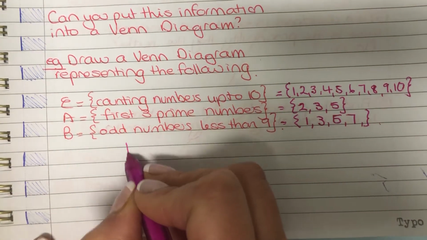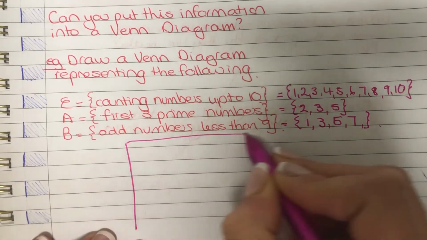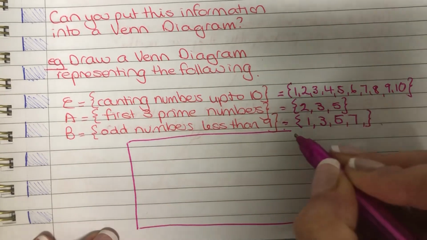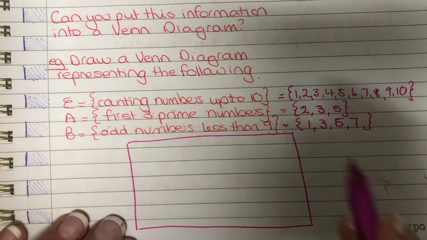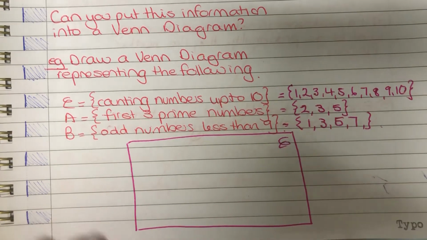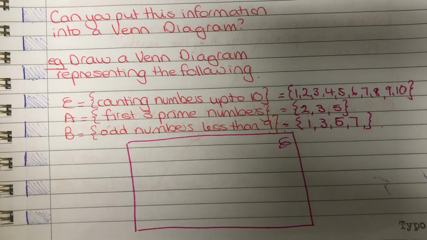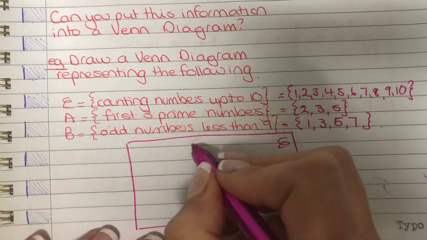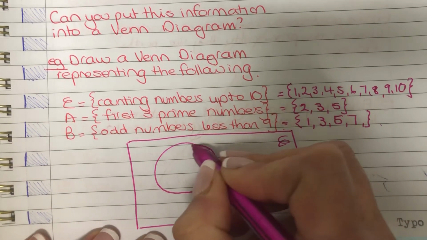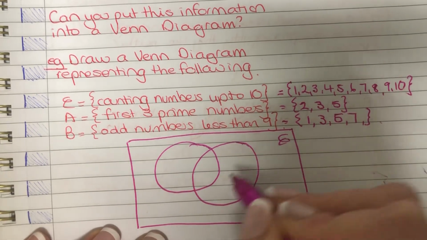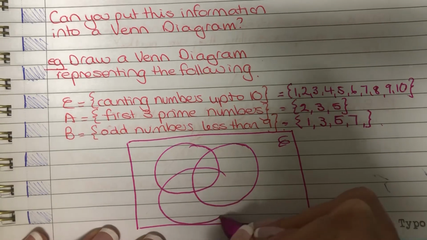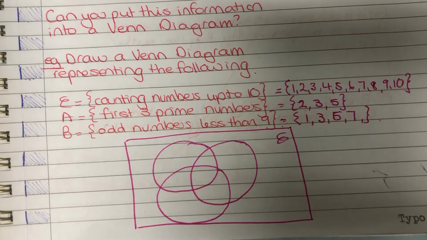All right, so we are going to draw a Venn diagram. I'm going to make it nice and big this time because we've got 3. And we're going to put an E here. All right, and we're going to draw 3 circles this time. And we want to try and overlap all of them. And then we're going to see what happens.